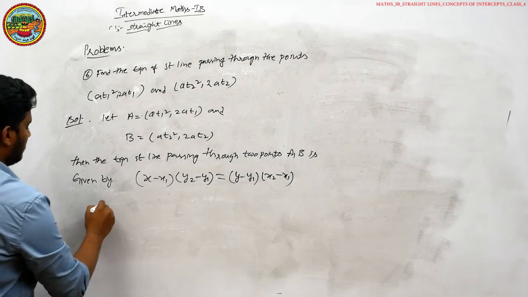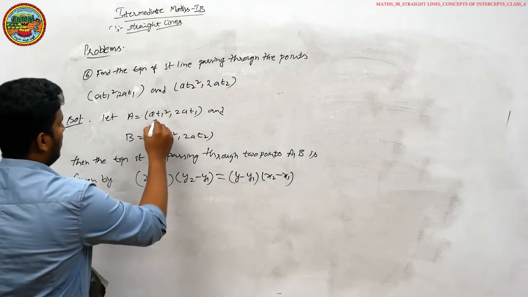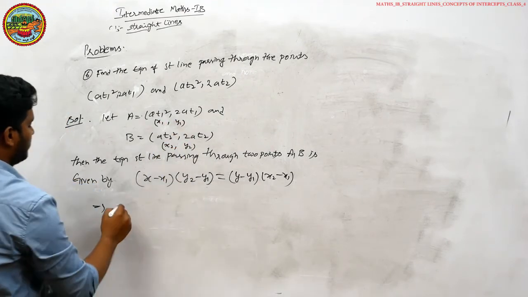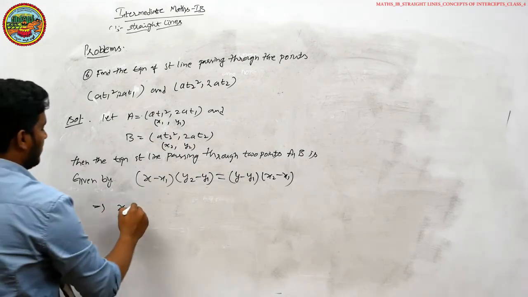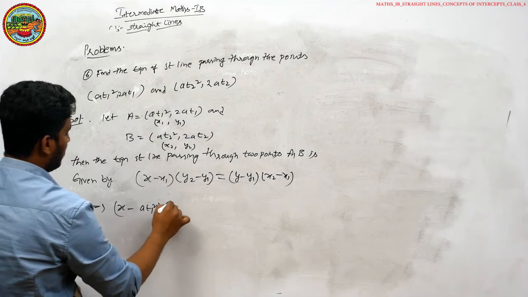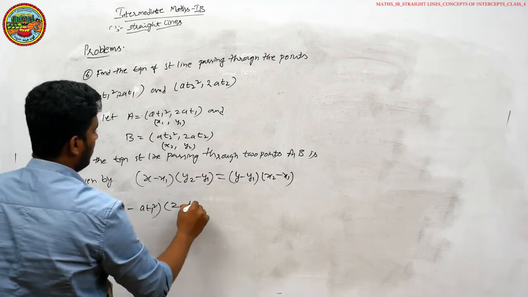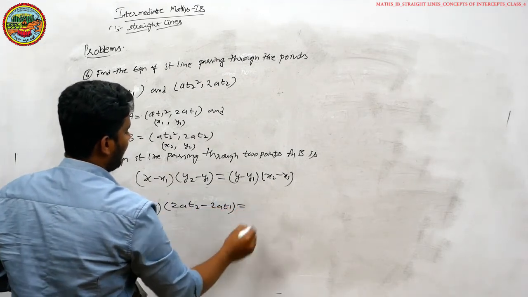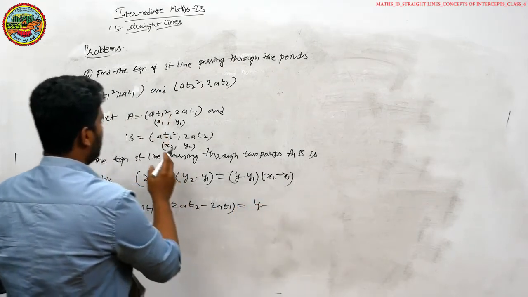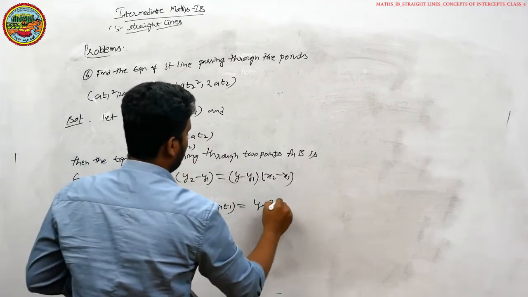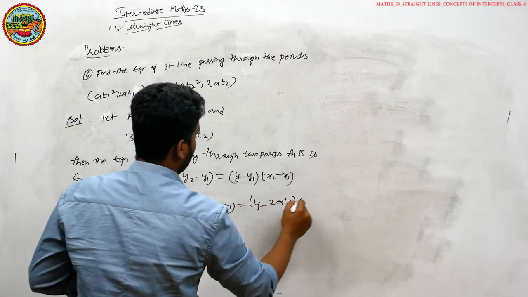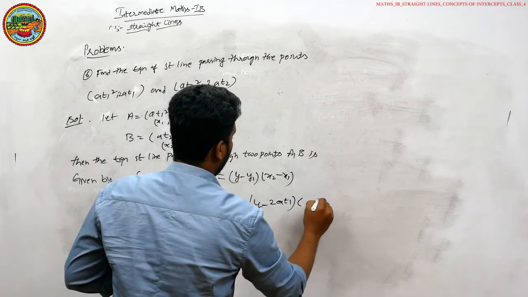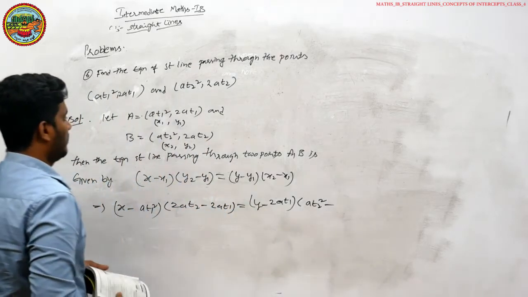So substituting, here a point is taken as x1 comma y1 and b point is taken as x2 comma y2. So substituting these values, x minus x1 means x minus a t1 square, y2 means 2a t2, minus y1 means 2a t1, which is equal to y minus y1 means 2a t1 into x2 means a t2 square minus x1 means a t1 square.